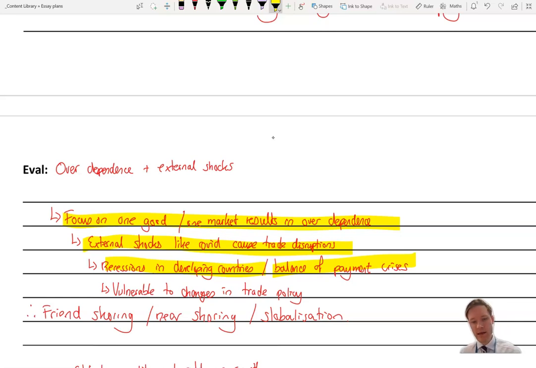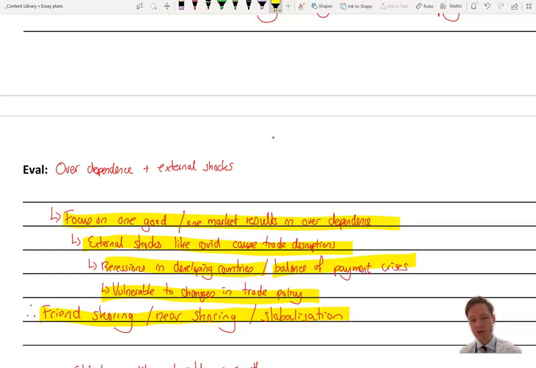Developing countries also become very vulnerable to changes in trade policy. If the US changes its trade policy and tariffs certain goods, they may then have significant impacts as a result. And we have seen this happening with friendshoring, nearshoring, globalization, all happening right now. That has big implications for developing countries.